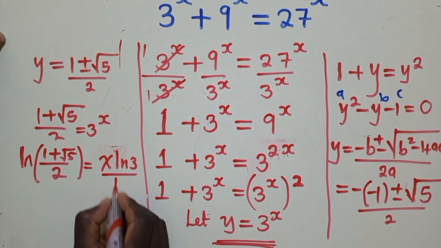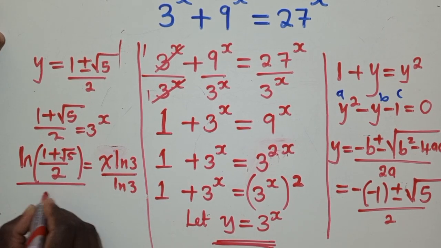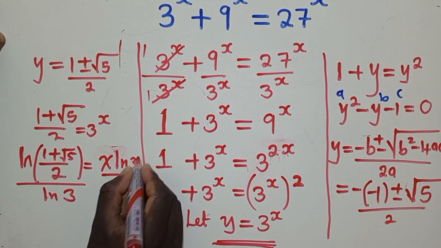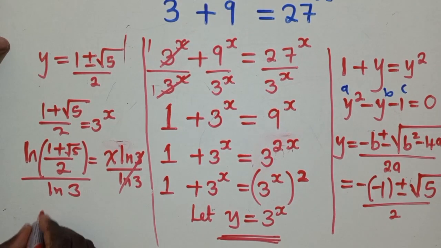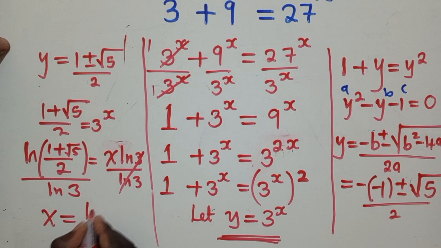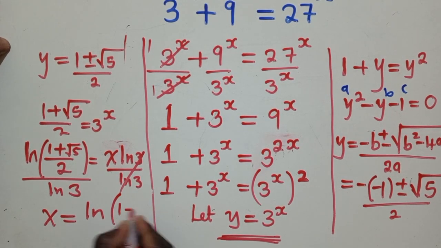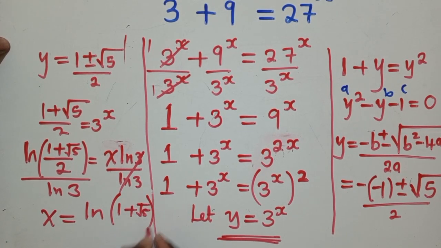So we can divide by ln of 3 both sides so that we remain with x. So the value of x here will just be equal to ln of 1 plus root 5 over 2, and then over ln of 3, like this. This is our solution. Now let me just run you through, maybe where you missed, so that you understand.